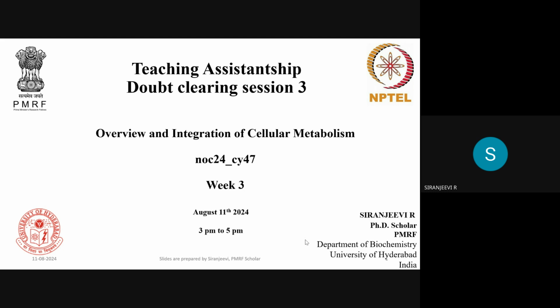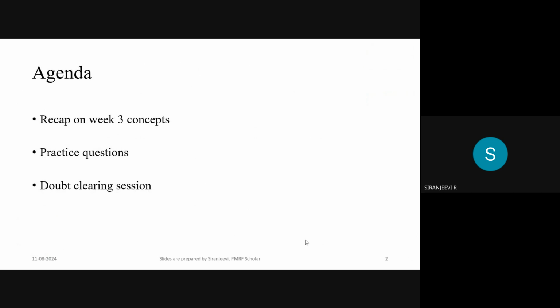So we'll start as usual with a recap of the week three concepts, then some practice questions that we will do. Finally, if you have any doubts, we will clear those in this session. Last week we saw what the HMP shunt pathway is and its regulation. So we will see a little recap on the HMP shunt pathway, and then go to the regulation of the HMP shunt pathway.